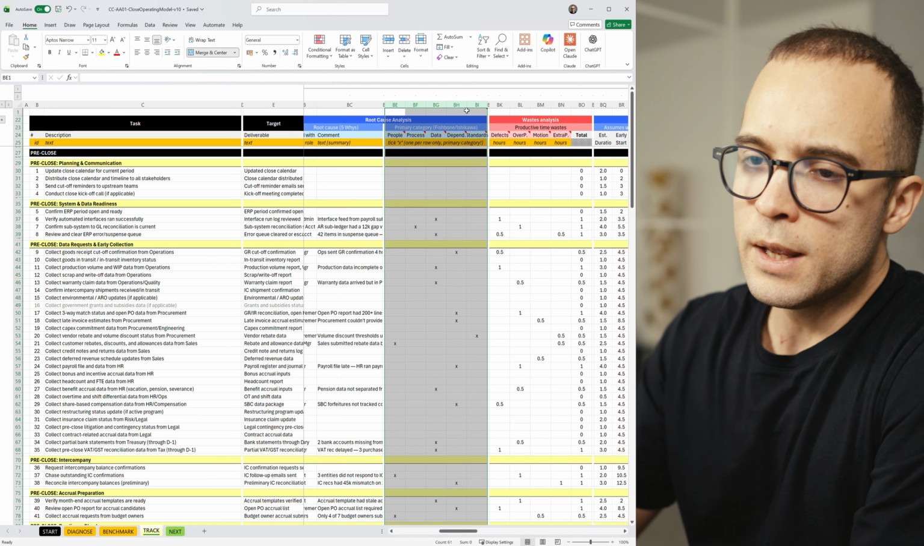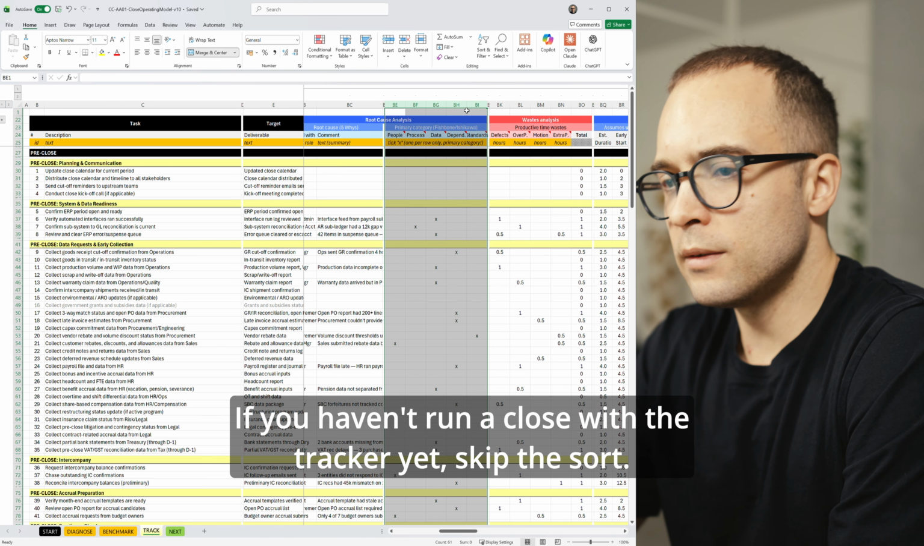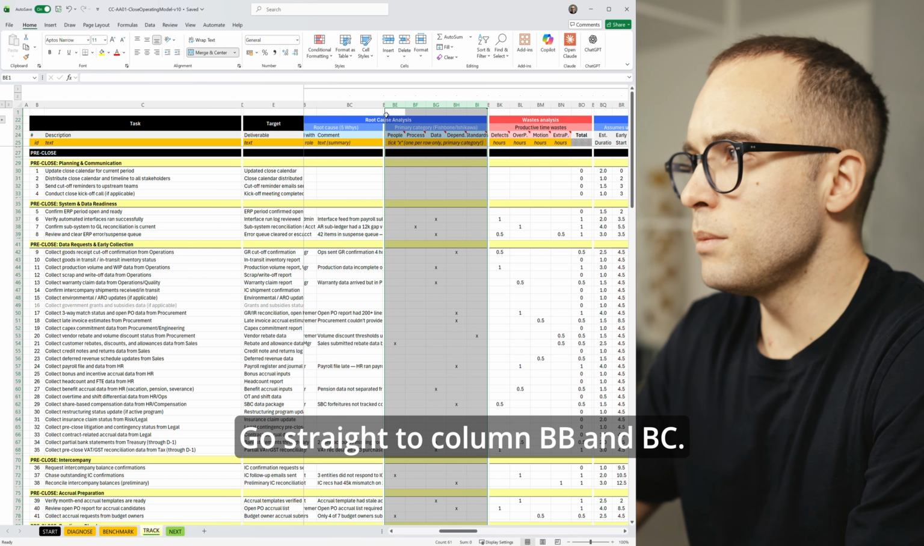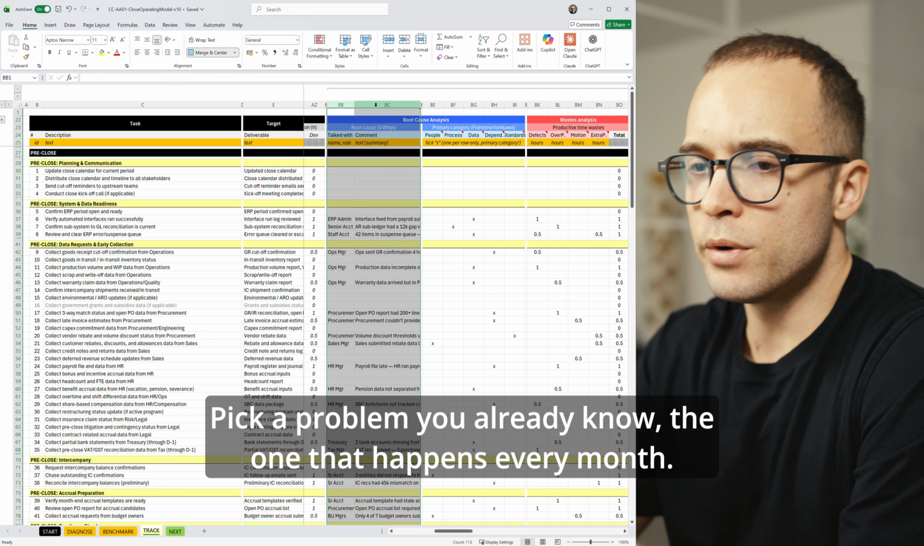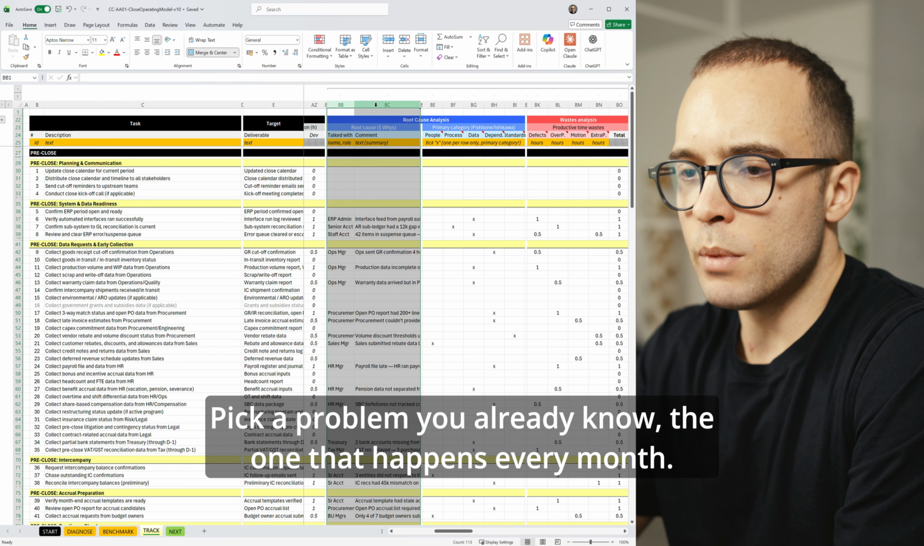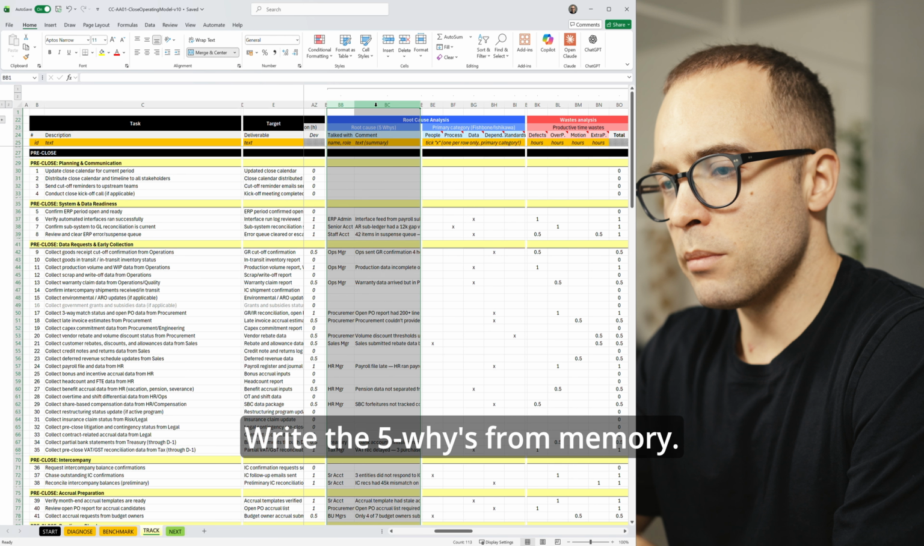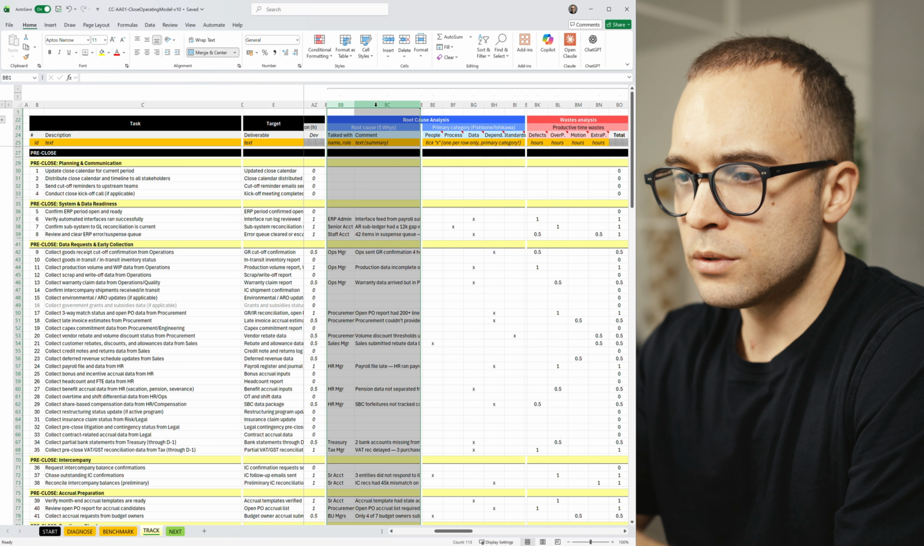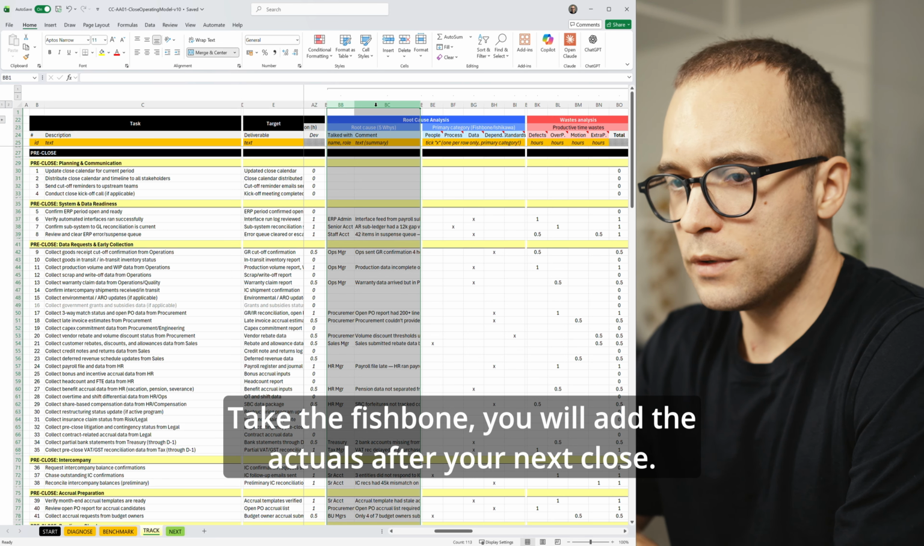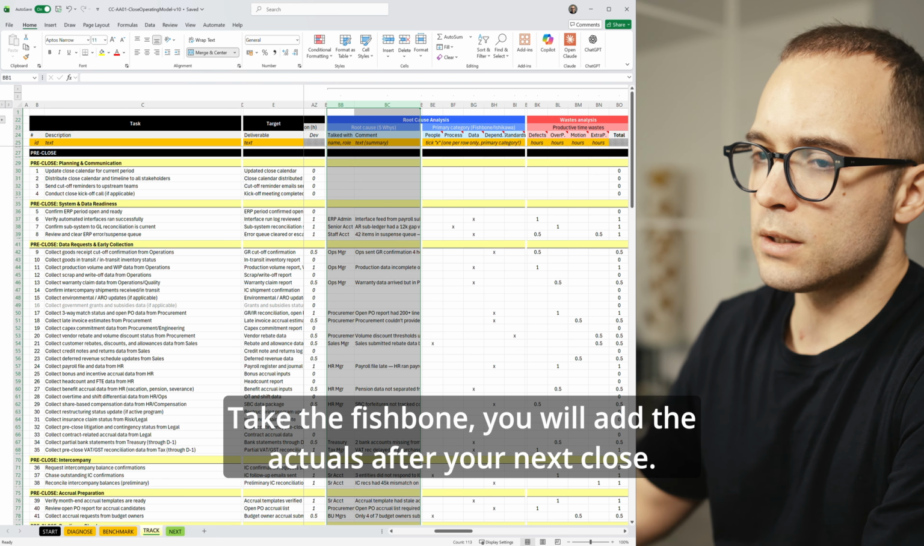Just 1. If you haven't run a close with the tracker yet, skip the sort. Go straight to column BB and BC. Pick a problem you already know, the one that happens every month. Write the 5 whys from memory. You already know 3 levels. Push for 2 more. Tick the Fishbone. You will add the actuals after your next close.